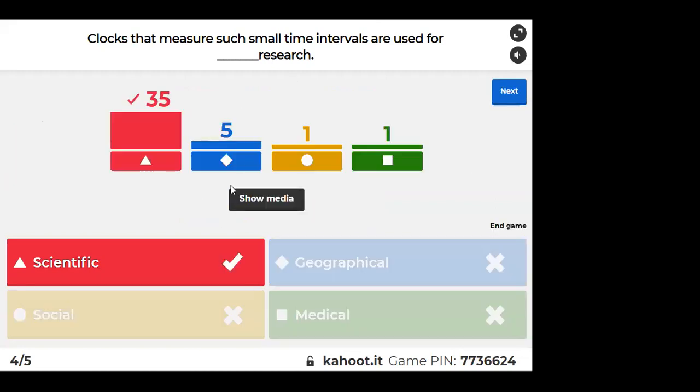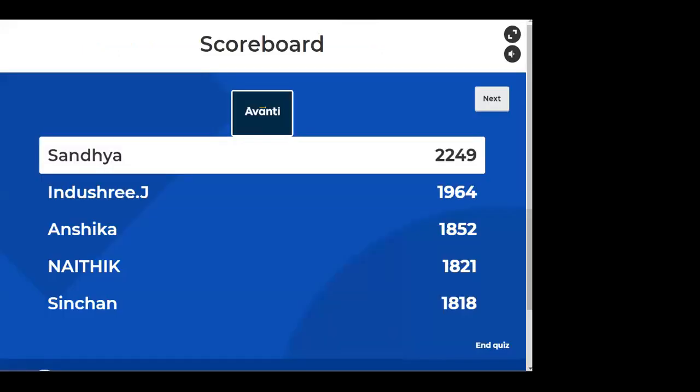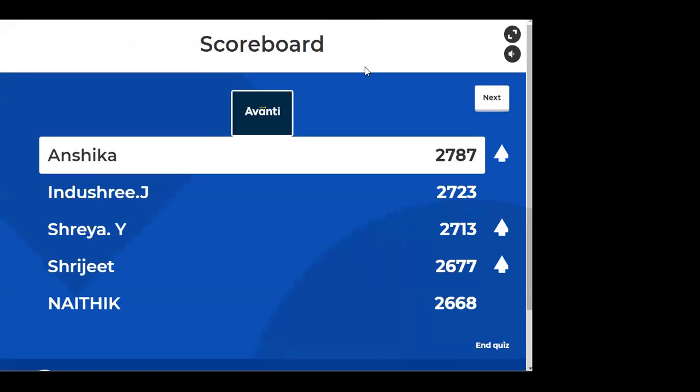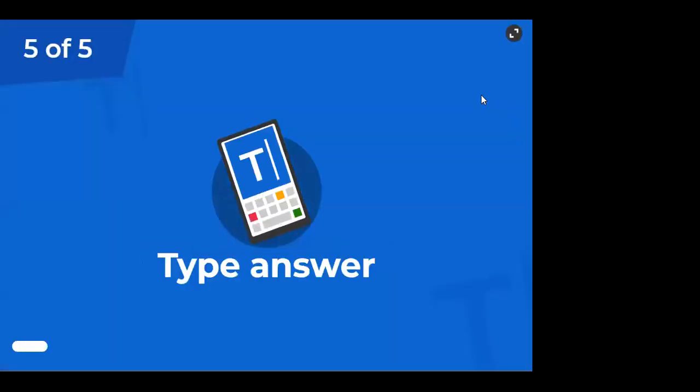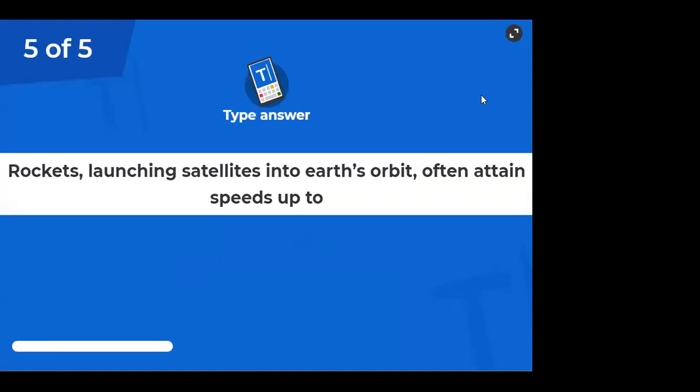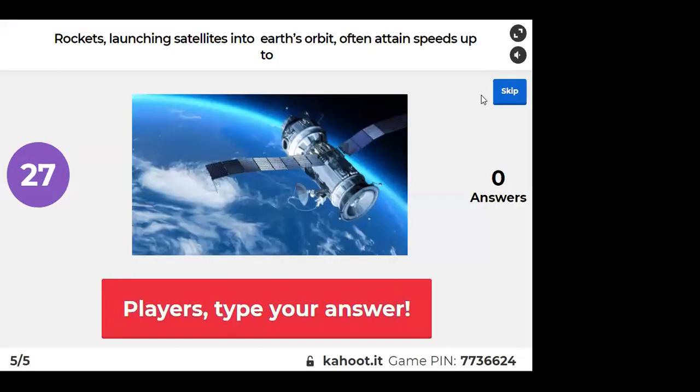Yes, very good. Scientific research, right? Scientific research, very good. Okay. This is just for revision. So rockets launching satellites into Earth orbit often attain speed up to, now this is something that you I guess don't remember. So don't worry. Let us see how many of you remember, how many of you studied your textbook.